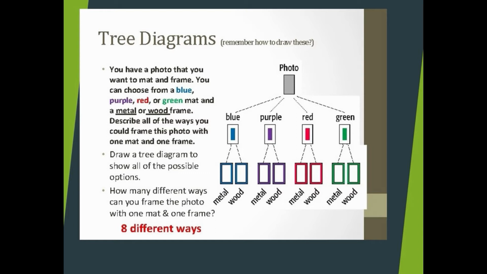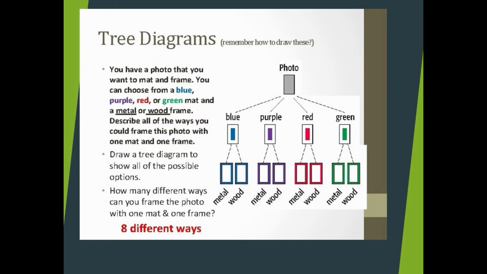So you have a photo that you want to mat and frame. You can choose from a blue, purple, red, or green mat, and a metal or wood frame. Describe all of the ways you could frame this photo with one mat and one frame, and then draw a tree diagram to show all of these possible options. The question is, how many different ways can you frame the photo with one mat and one frame?